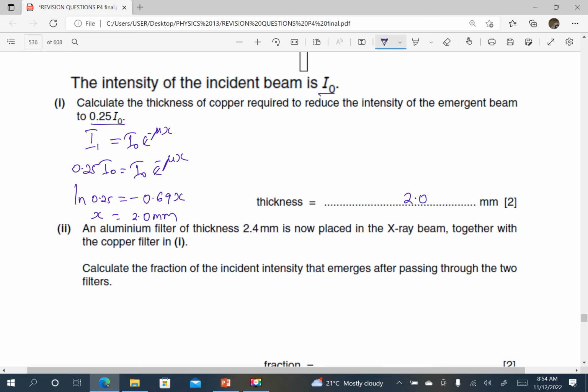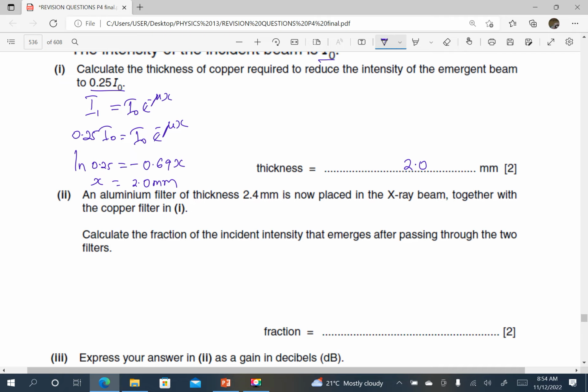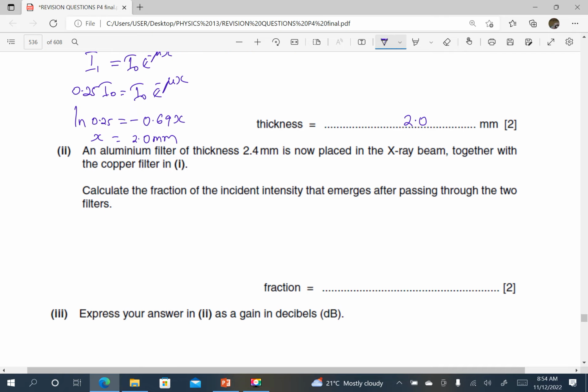Avoid writing answers which are not exact to less than two significant figures. There should be two significant figures and above. That's why you see I've added here 0.0.